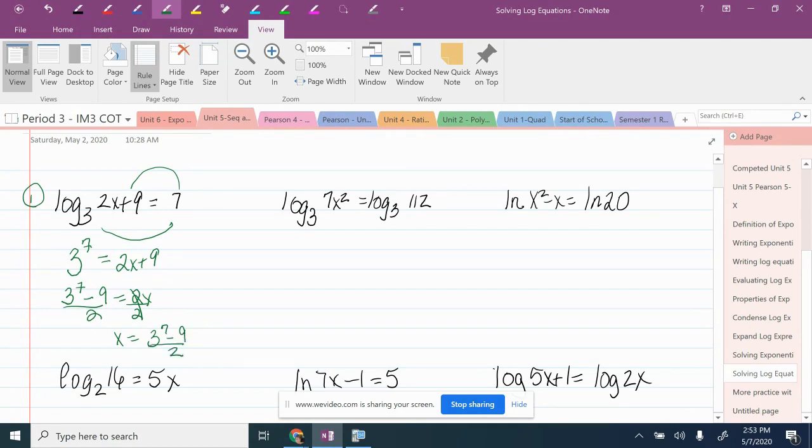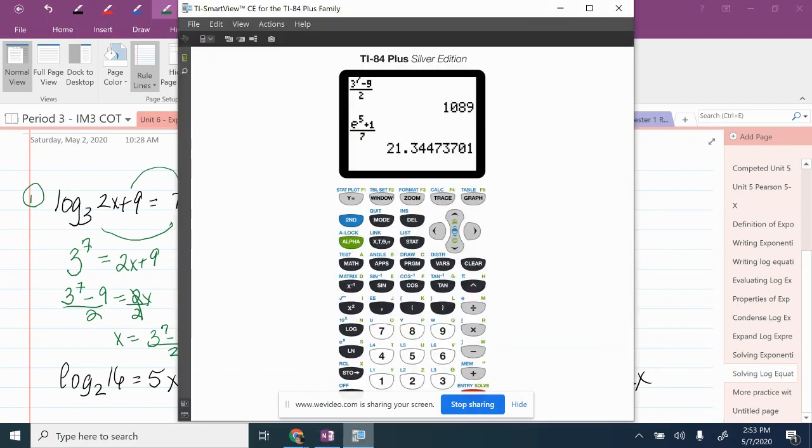And we might even want to get our calculator to figure that out. So we set up our fraction form. We use this caret button to get our exponent of 7, subtract 9, and divide by 2, and we get 1,089.